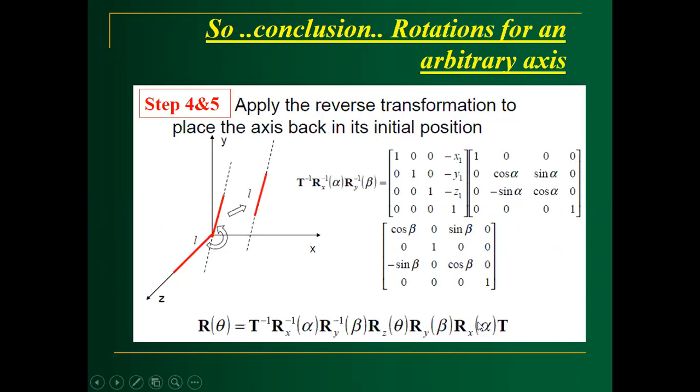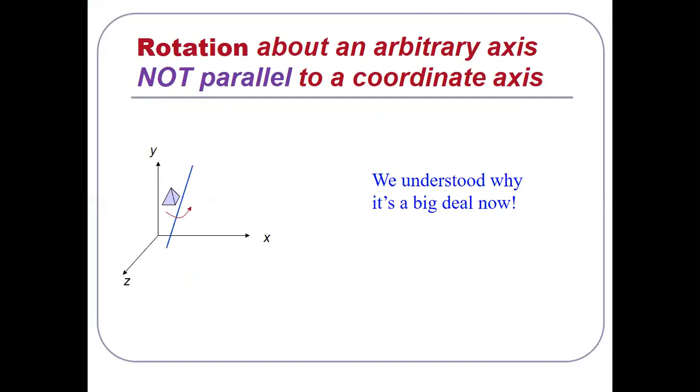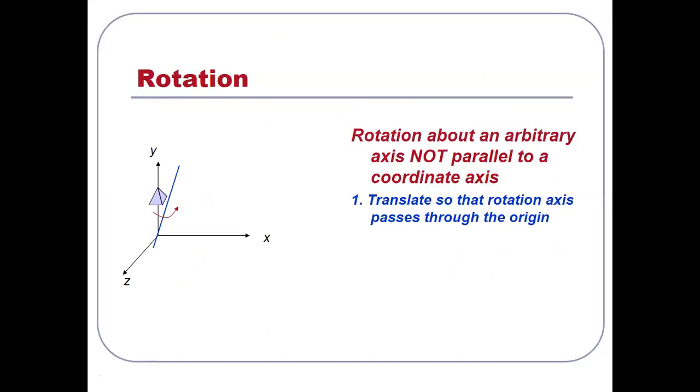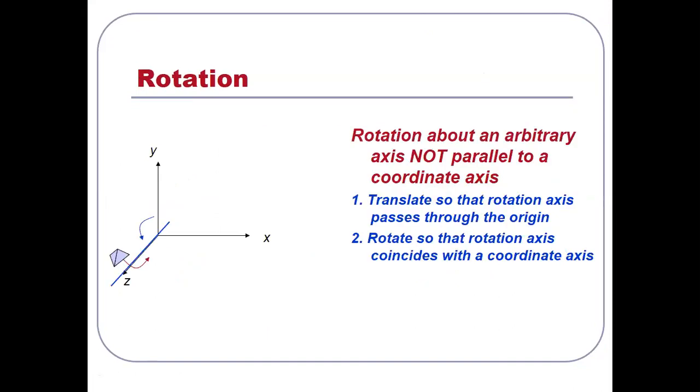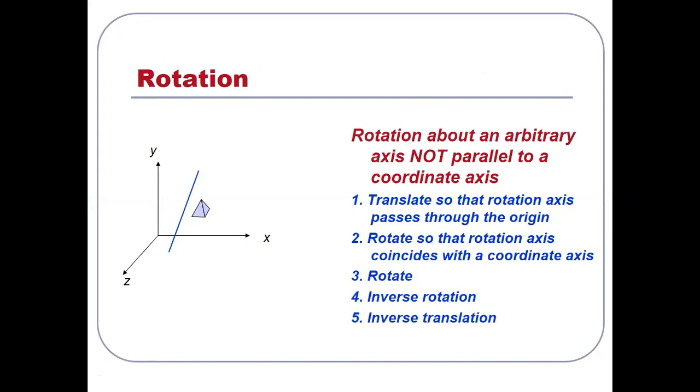So finally we got this. Now we'll go back to that big deal stuff: rotation about an arbitrary axis, not at all parallel to the coordinate axis. It was a big deal, right? Now we have understood why it's a big deal. You can see, bring to origin, 2A to B happens, now rotated. First, second is coincide 2A to B, third one rotated, fourth one go back, fifth one go back to 0.